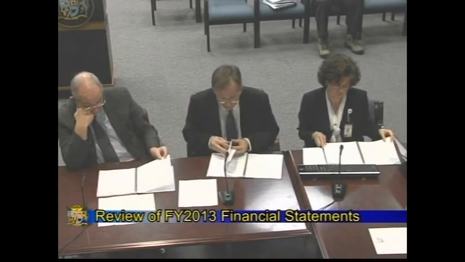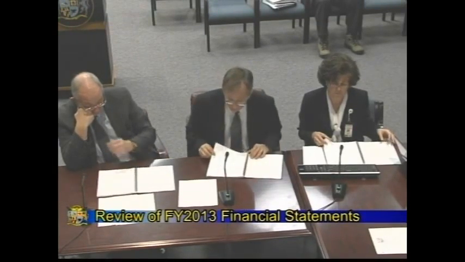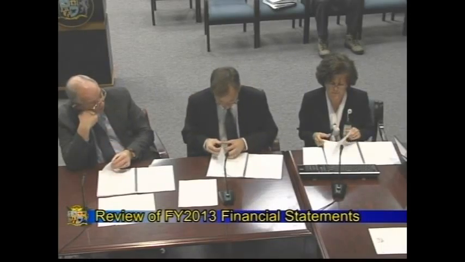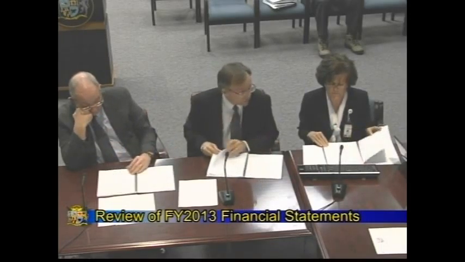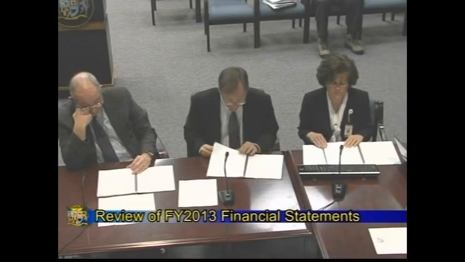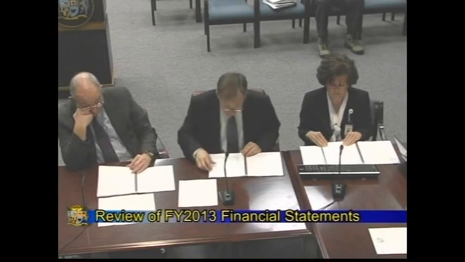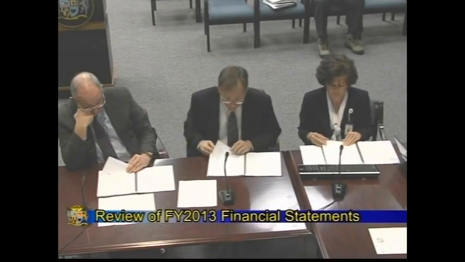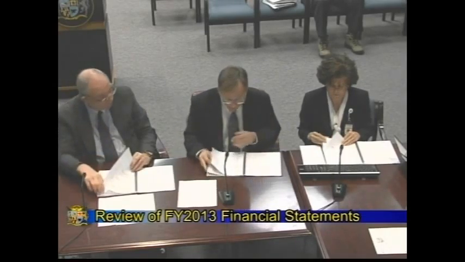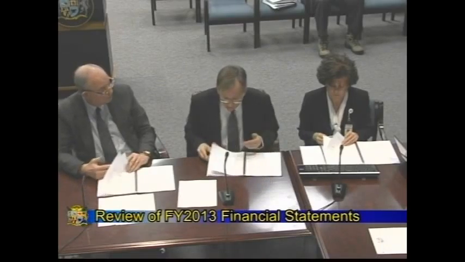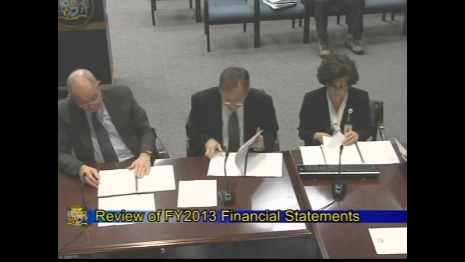Then you've got a fiduciary fund with the pension trust fund, which is not assets of the city, but you have fiduciary responsibility, so we include those, pages 16 and 17. The footnotes begin on page 18, and as always, footnote 1 is a summary of all the significant accounting policies, and it's largely going to be the same as last year.